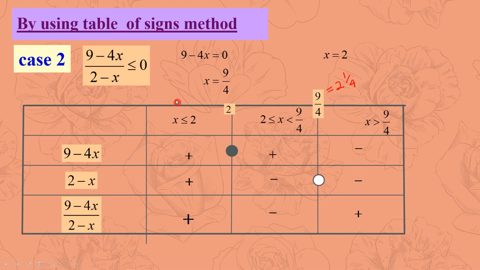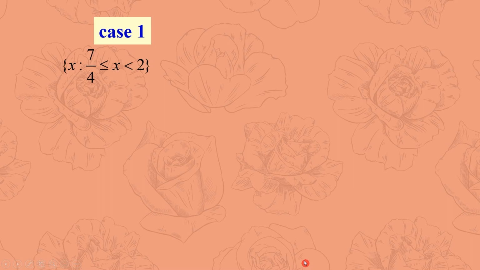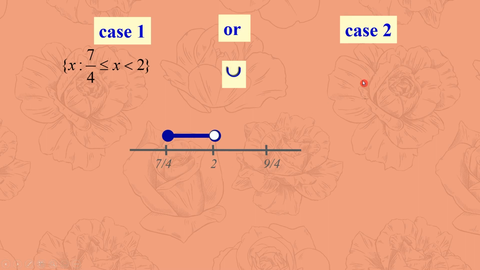Okay, which column that we are going to choose? Look at the notation here. Y is less than 0, meaning that they want negative. So x is in between 2 and 9 over 4. Now it turns to combine the case 1 and case 2. So the case 1 is x is in between 7 over 4 and 2, while the case 2 is x is in between 2 and 9 over 4.